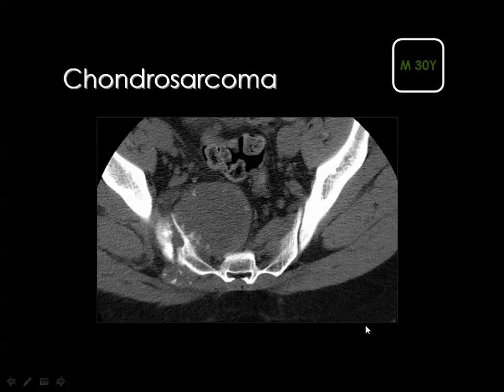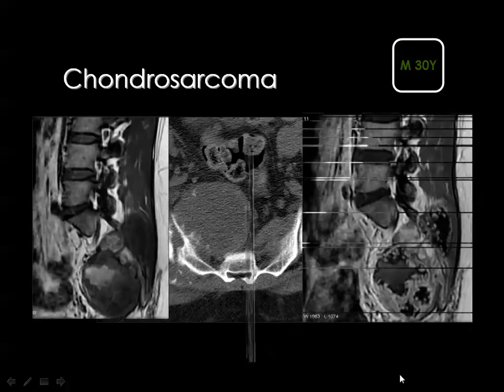And here, a chondrosarcoma arising from the sacroiliac joint, and there is a soft tissue component inside the pelvis and another soft tissue component outside the pelvis, and you can see the matrix calcification within the tumor tissue.